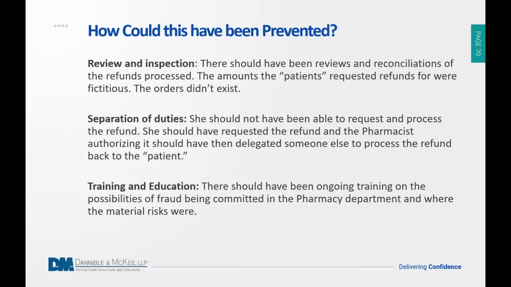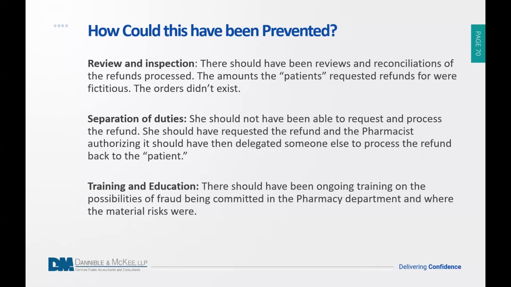It should not have been the same person requesting the refund that was going through and then processing it. She should have requested the refund and handed it off to the pharmacist, who then would have authorized it and delegated to maybe someone else in the pharmacy department to look into the information to make sure it was legitimate and make sure that it got back to the patient and the right payment information that they had paid with. Those simple separation of duties or review processes that didn't occur over the course of 350 transactions could have helped catch this a lot earlier before it got to almost $600,000 in theft.